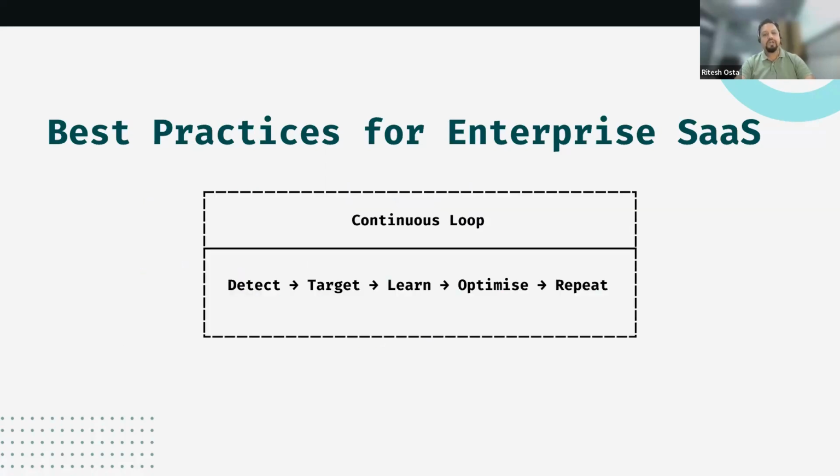Okay, so this is the continuous loop: detect, target, learn, optimize, and repeat. That's the whole game here. It's not going to happen in a matter of weeks. It may take months and possibly years, but it's totally worth it. Trust me, it's a long-term game. I see ABM and ABM 2.0 as a long-term game.